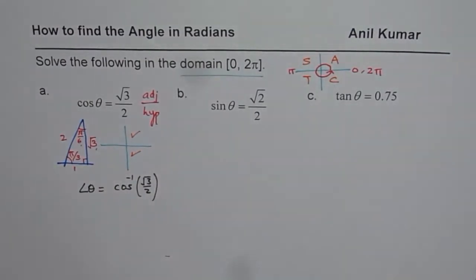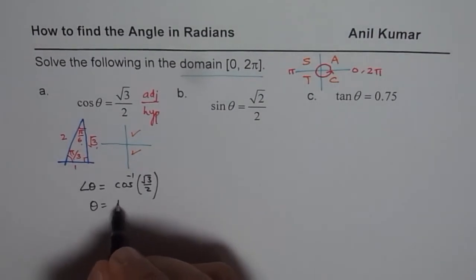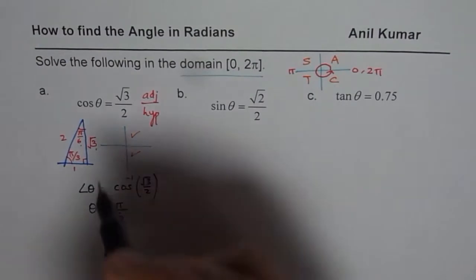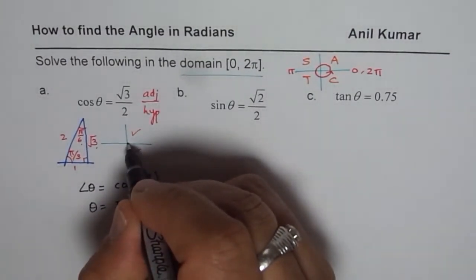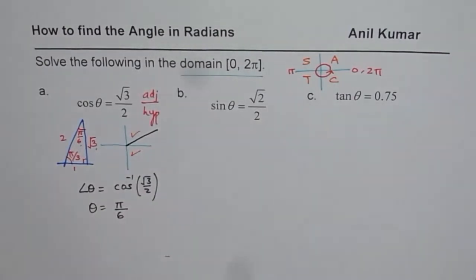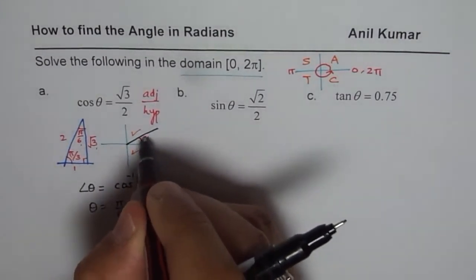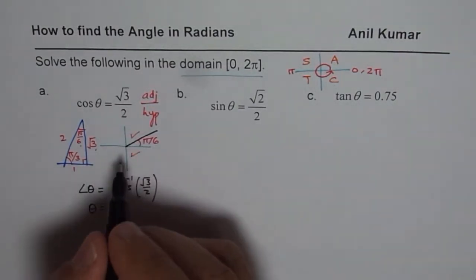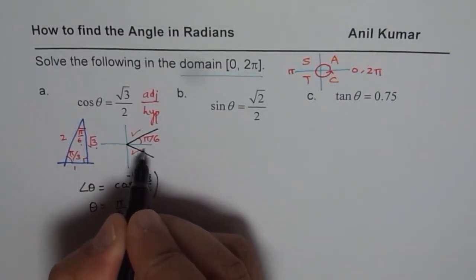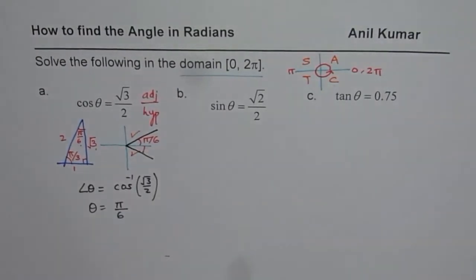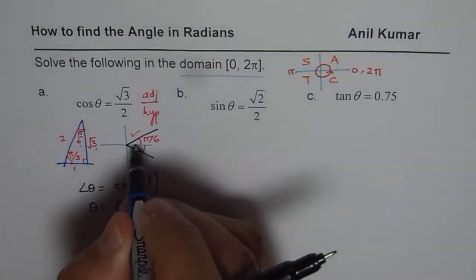So what we get from here as angle theta equals pi by 6. That is how we get our answer, and this answer is for quadrant 1. So we say quadrant 1, the angle is pi by 6. Now you know cosine is also positive in quadrant 4. So the second answer should be this one. That acute angle pi by 6 is going to give me cos positive. Now you have to always write the principal angle.